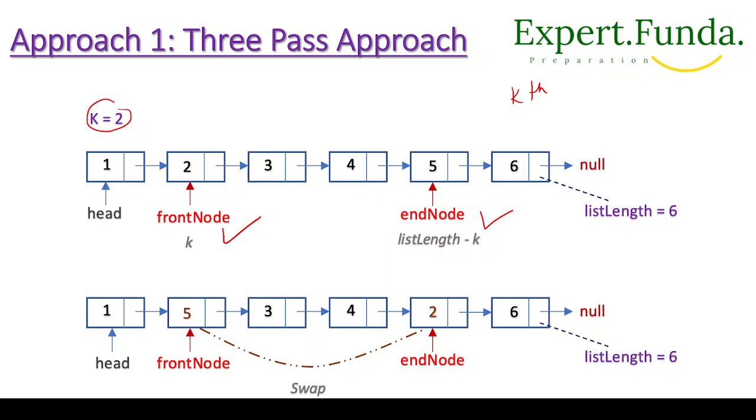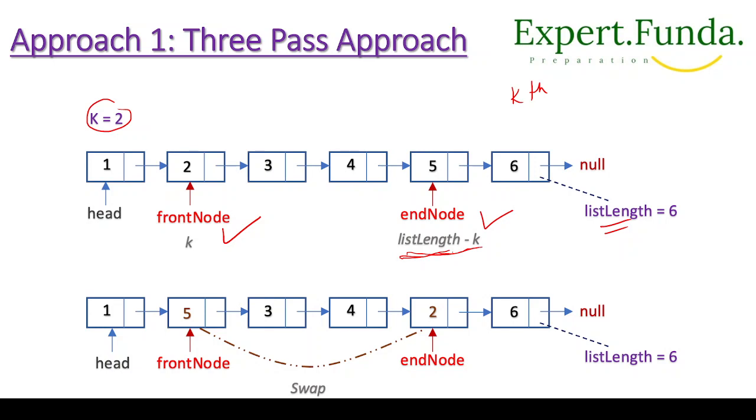So if the length of the linked list is, let's suppose we take some value, the list length. If we know this list length is 6, then we will do list length minus k, and that will give you the end node. So that you have to understand here.